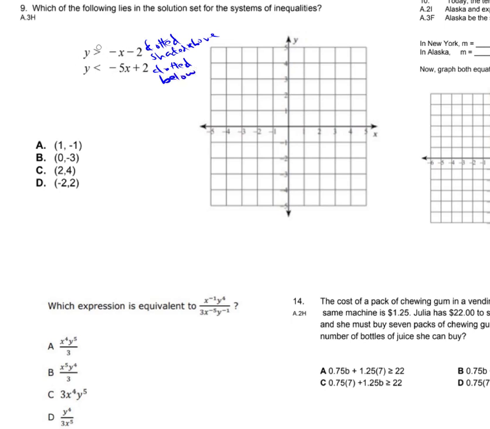So let's go ahead and do the first one. The first one says y is greater than negative x minus 2. So I'm going to start off at my y-intercept of negative 2, which is right here, right? That's my y-intercept, negative 2. And now I'm going a slope of negative 1. This is really negative 1x. So my slope is negative 1. So it's down 1 over 1, right?